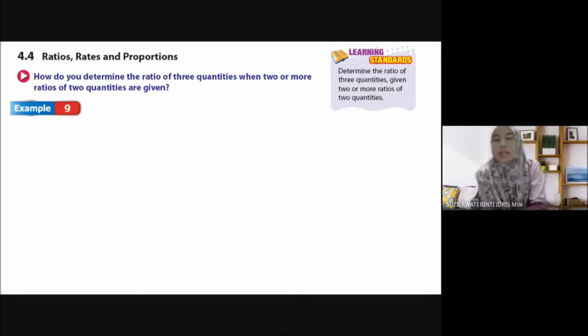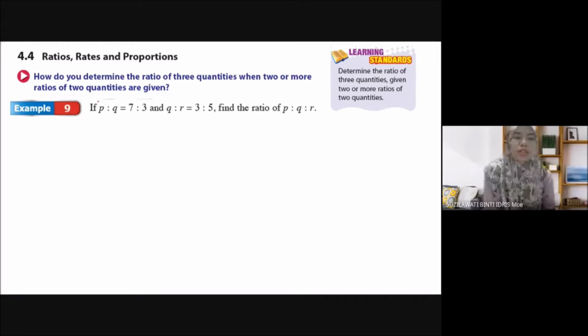Let's look at example 9. This is what it means by this sentence. We are given two ratios of two quantities. This is a ratio of two quantities, which is P to Q. This is also a ratio of two quantities, A to B. This is another ratio of two quantities. There are two ratios of two quantities given to us, and we need to find the ratio of three quantities.